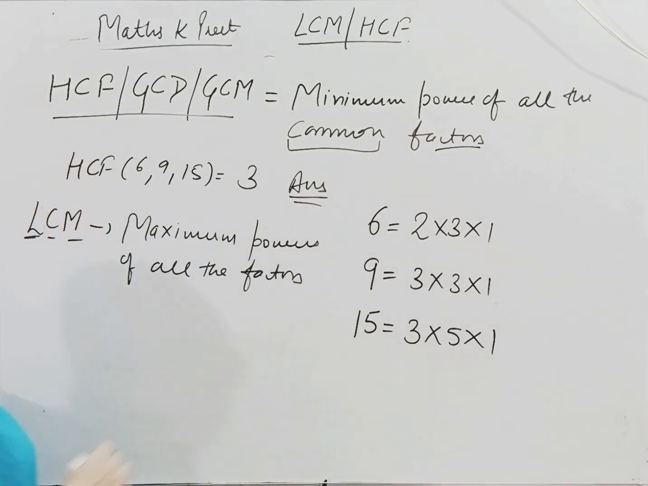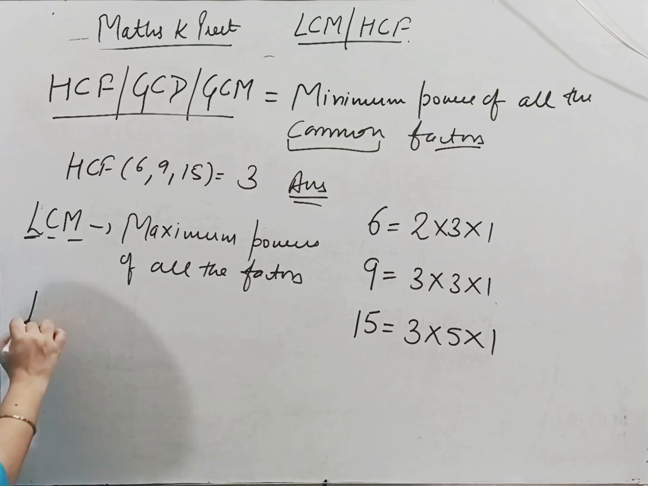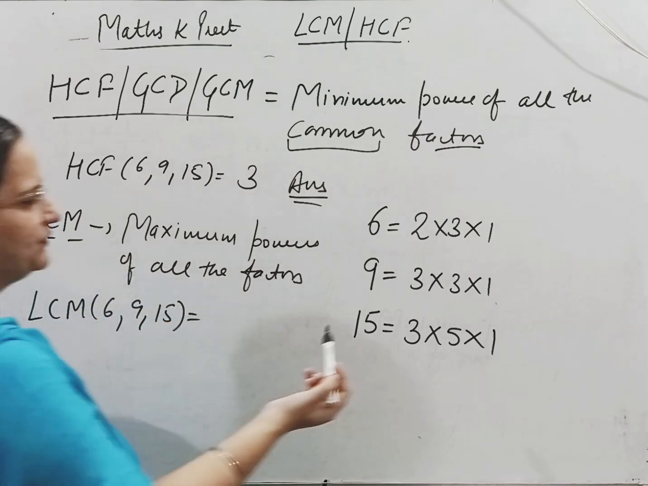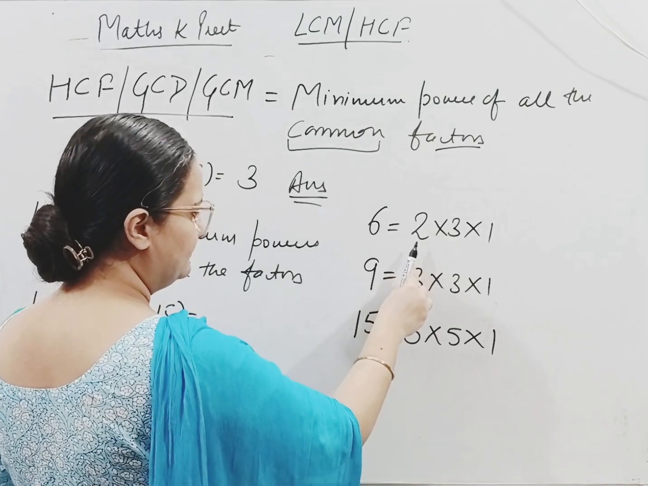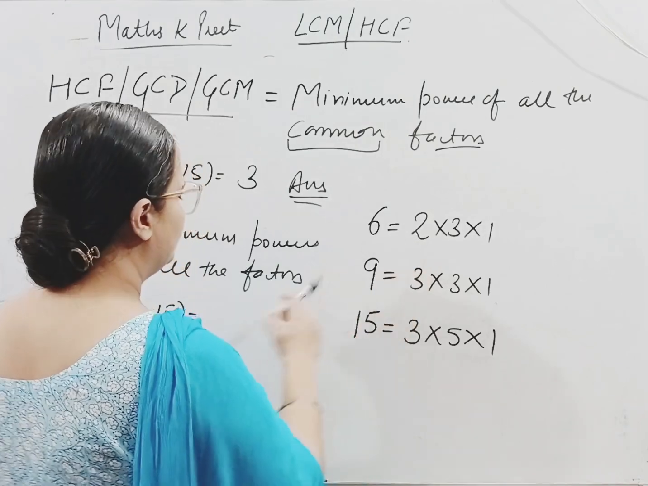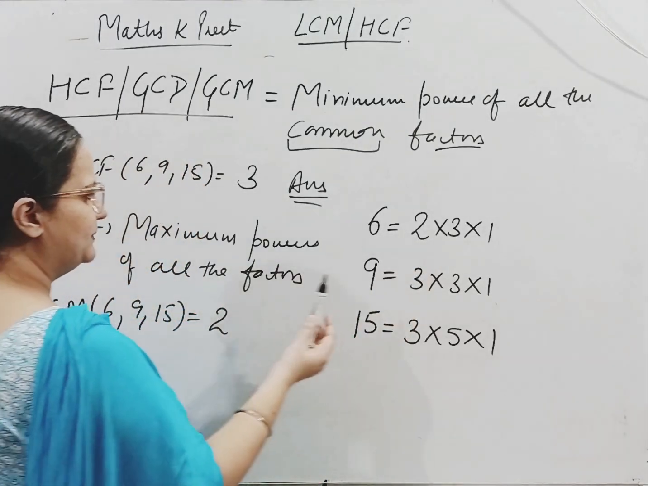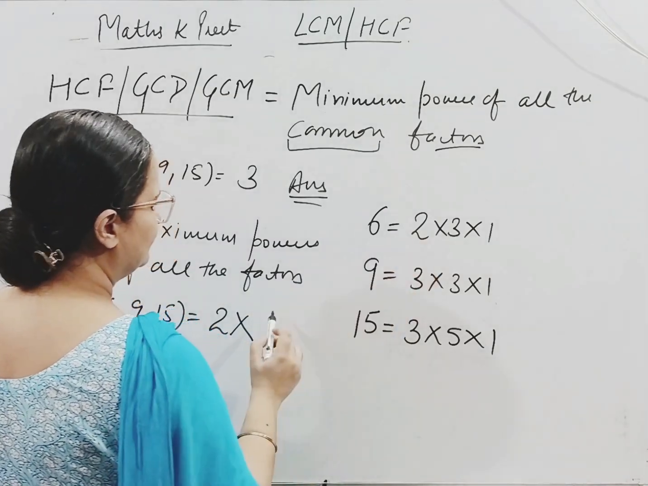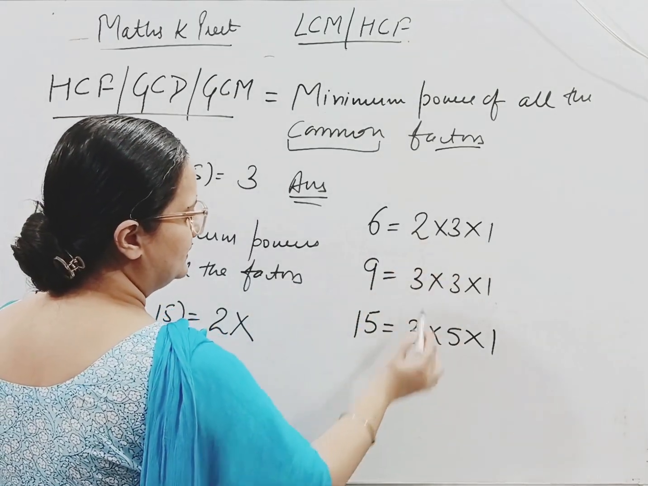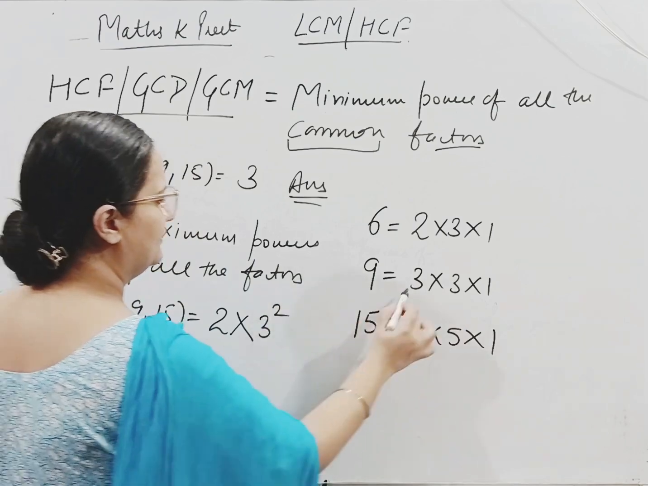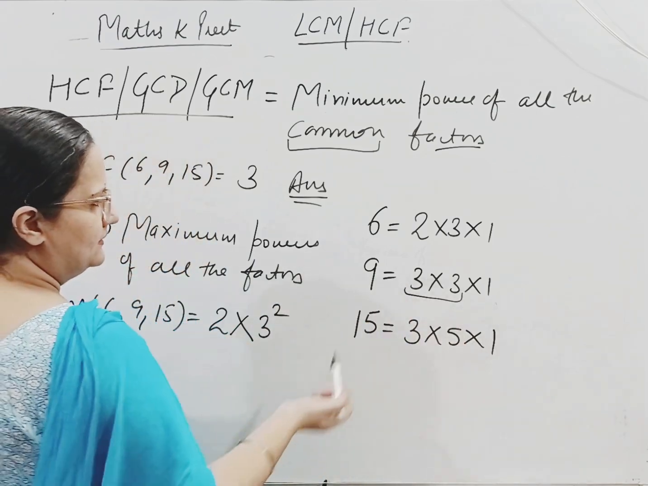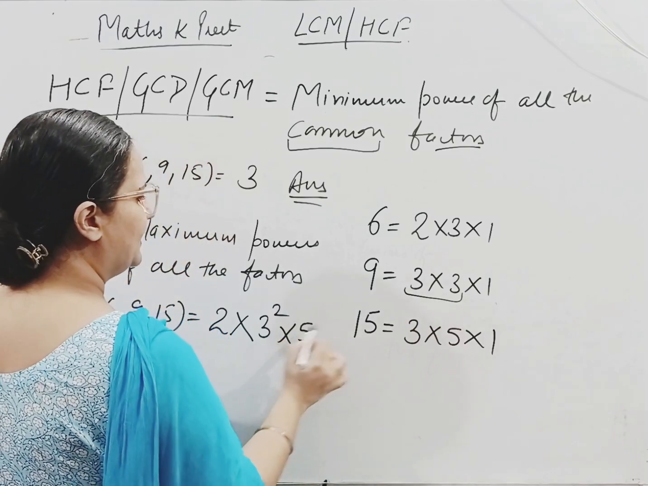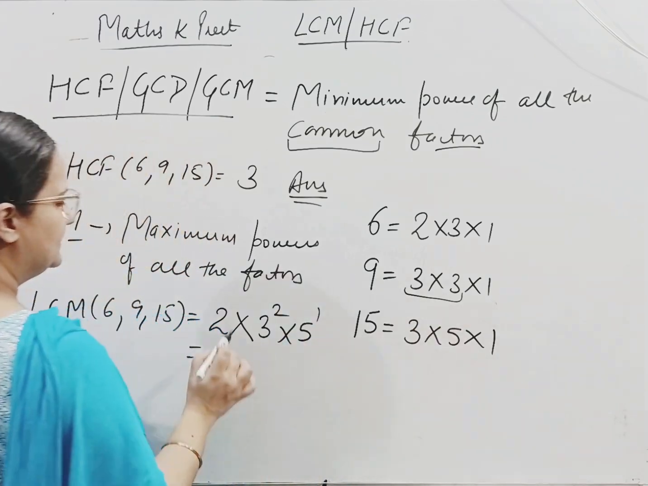So I'm taking these three numbers again. To find the LCM of 6, 9 and 15, I'll take all the factors. 2 is a factor here for number 6, so we will write 2. What is the power here? Maximum power is 1. Fine. The next factor is 3. Maximum power of 3 in all the numbers is 3 squared. From here I am writing. And the other factor, 1, need not be written; the rest is 5. Maximum power of 5 is what? 1. So this is the answer.